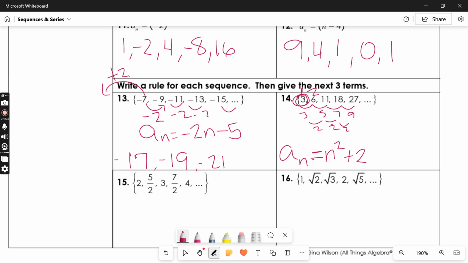Okay, and so then I can find those next 3 terms. So 1, 2, 3, 4, 5. I'm looking for 6, 7, and 8. So I'm going to do 6 squared, which is 36, plus 2, which is 38. Okay, and then I'm going to do 49 plus 2, which is 51, and 64 plus 2, which is 66.